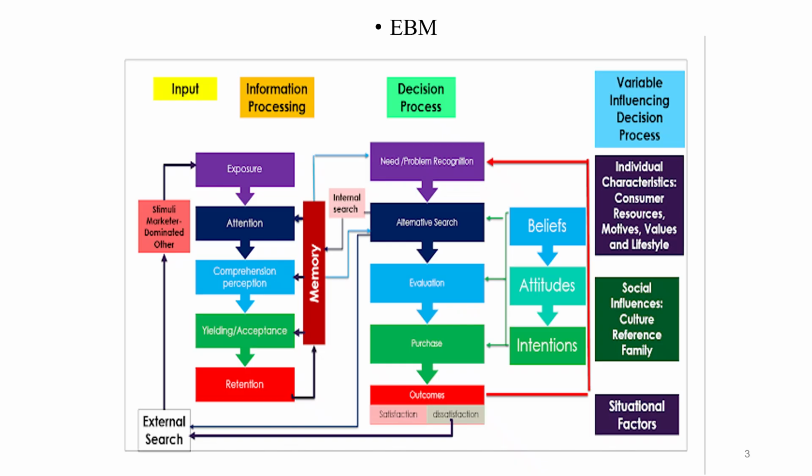So this is the diagram of the EKB model, which shows the inputs, how the information processing happens, how the decision process takes place, and what are the variables which are influencing the decision of a consumer. So inputs are all the stimuli, that is the marketing information, in the form of product, in the form of advertisements, in the form of various forms of promotion. So these are all the inputs which the consumer is exposed to.